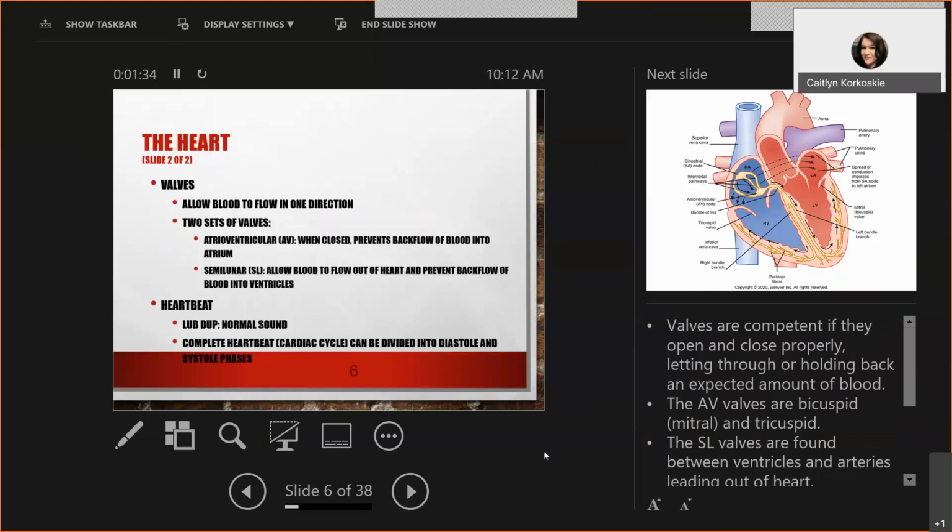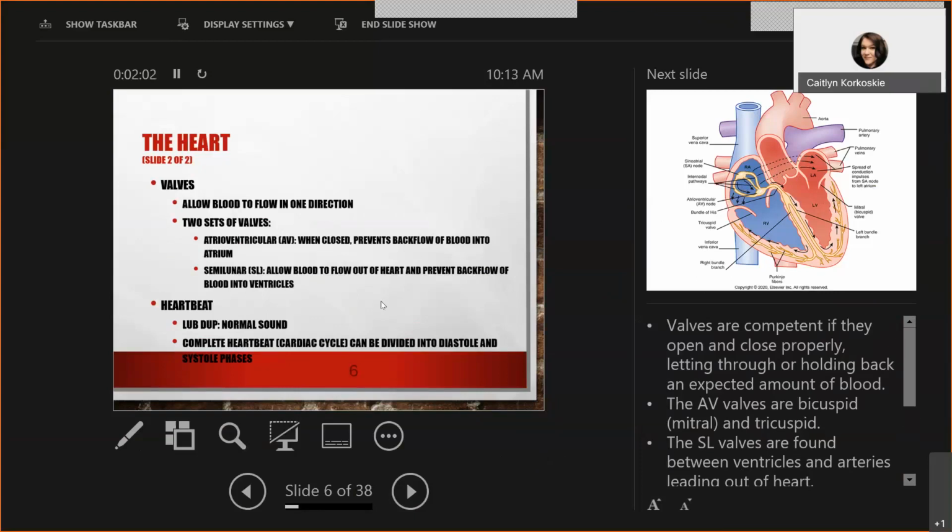You have two sets of valves. So you have the atrioventricular, or AV valve, which when closed, prevents blood from flowing backward into the atrium. Again, the two upper parts are the atria. So this side, I'll go to that slide in a minute. Sorry. So I'll get there.